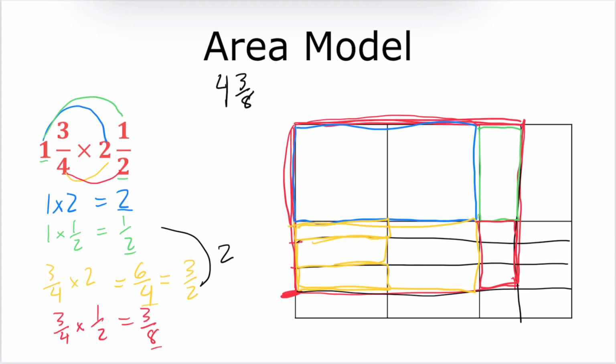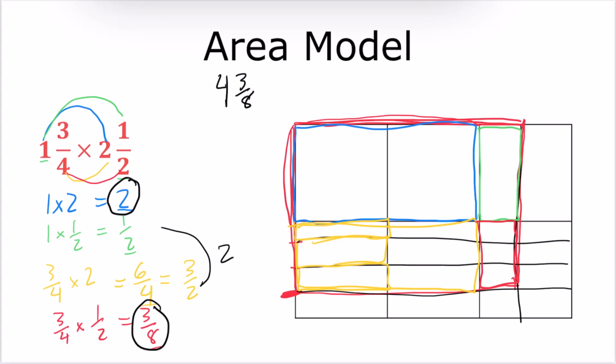And so that's how you can use an area model to show your students why you don't just multiply the whole numbers and the fractions together. You have to multiply the whole number by the whole number and the fraction by the whole number and the fraction as well. Because if you just multiplied the whole numbers together, you would get this part and this part, but you would be missing the green and yellow parts of the rectangle, which is a pretty significant part of the area of the rectangle.